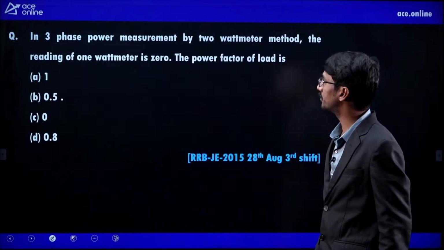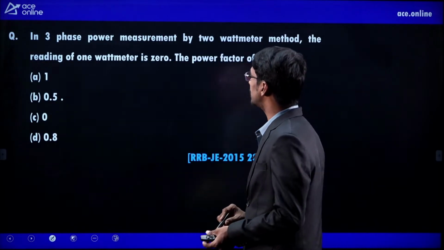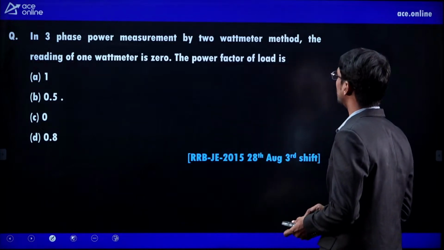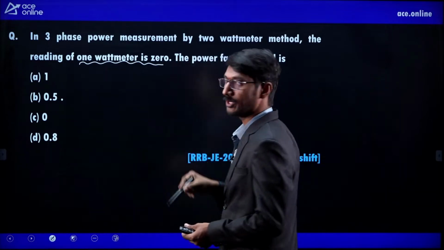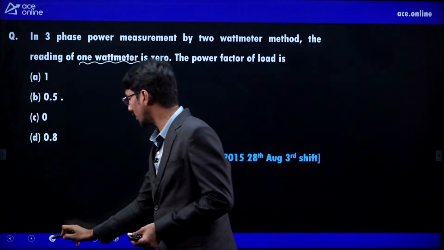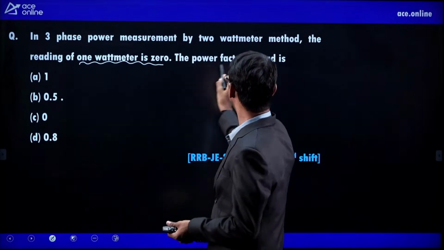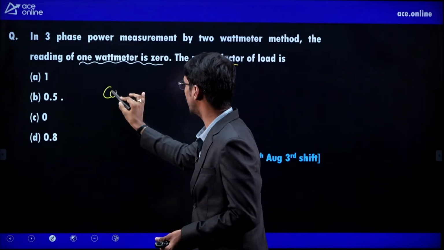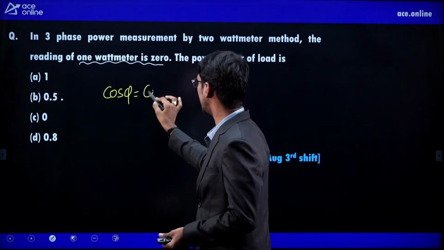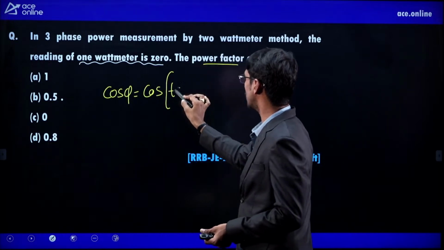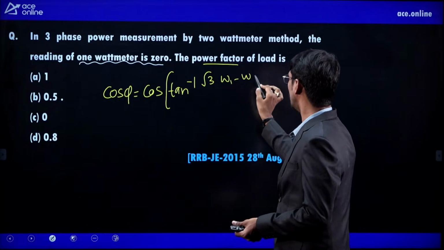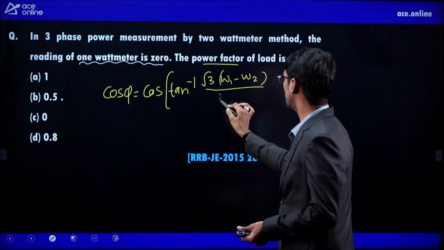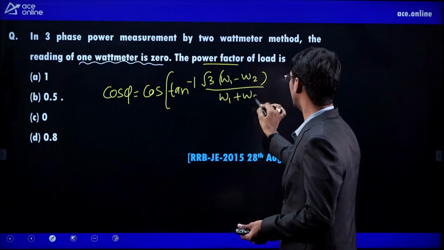Next one. In three-phase power measurement by the 2 wattmeter method, the reading of one of the wattmeters is 0. So then, what is the power factor formula? Cos phi is equal to cos of tan inverse root 3 (W1 minus W2) by (W1 plus W2).